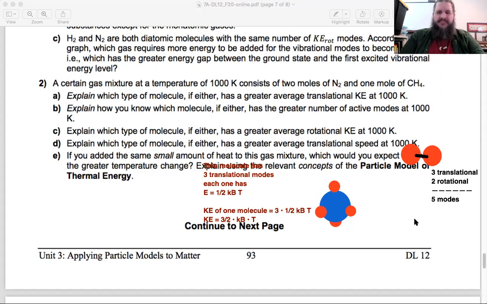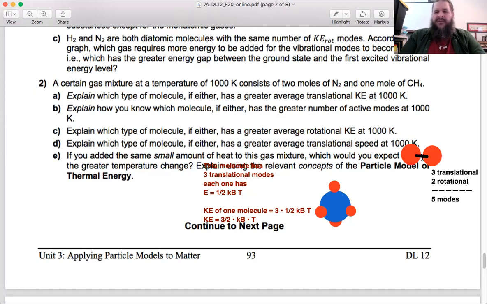Yeah, it would only have 2, oh no, because it would have 3. Right. It's still got those same 3 translational modes because this one can still move in 3 dimensions. So that means we should expect the same number of translational modes. And therefore, the kinetic energy of the nitrogen molecule is also going to be 3/2 times Boltzmann's constant times 1,000 Kelvin. So it looks like these 2 molecules will, on average, have the same translational kinetic energy.